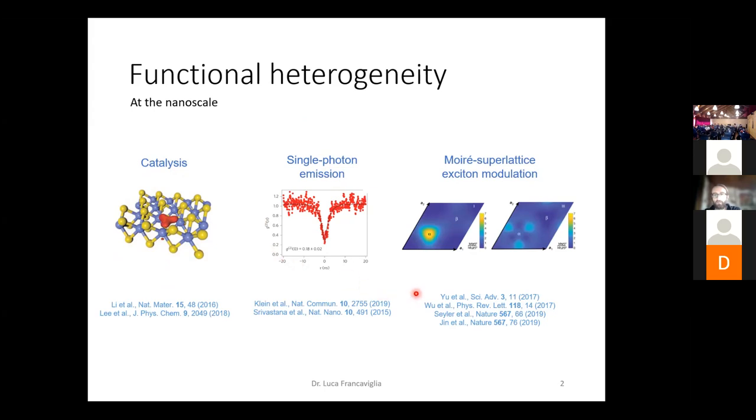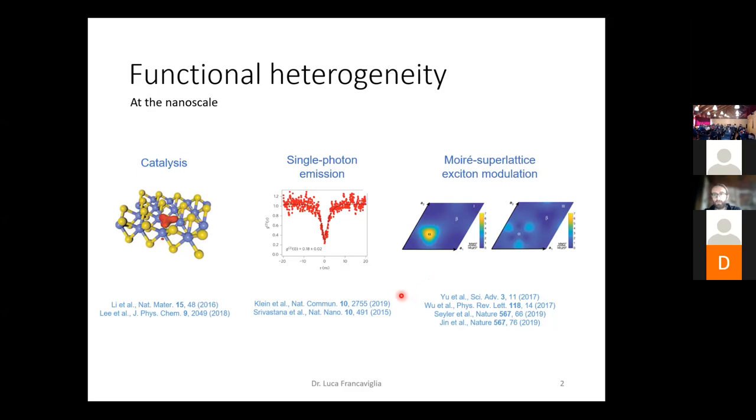And we also have further degrees of freedom in the modulation of the excitons or band gap, let's say, of these materials when we can make heterostructures with them and then make what is known as a Moiré superlattice. So we have different forms of variations of the properties. They can hopefully be functional and beneficial, like in these cases, and some other times they can actually be detrimental to the optoelectronic properties of the device and the TMD.